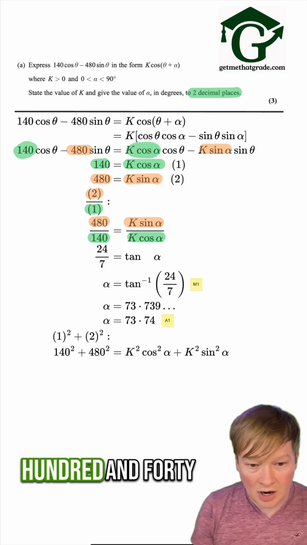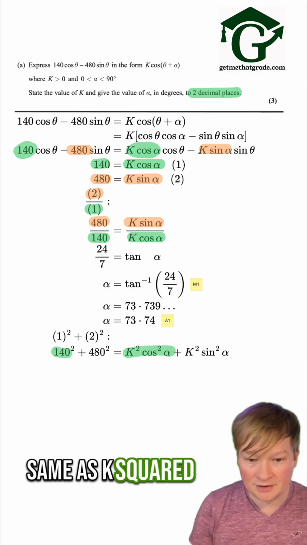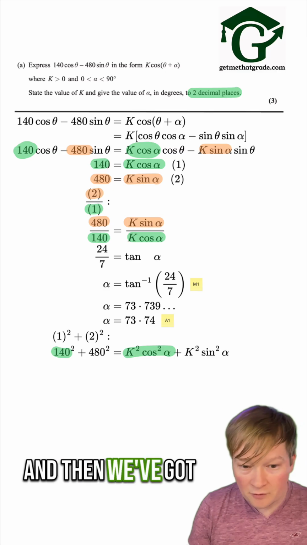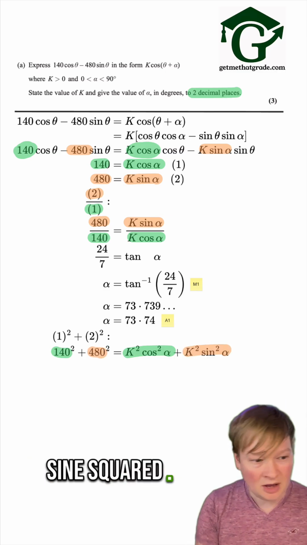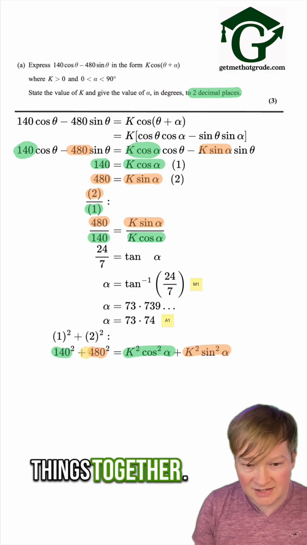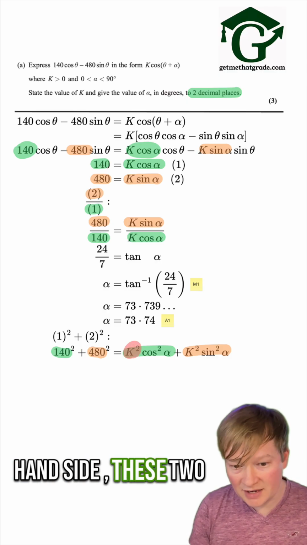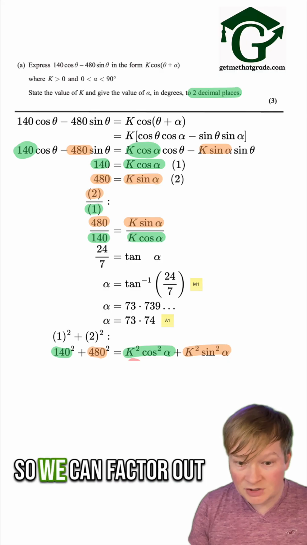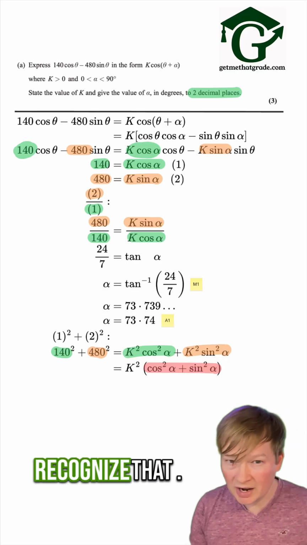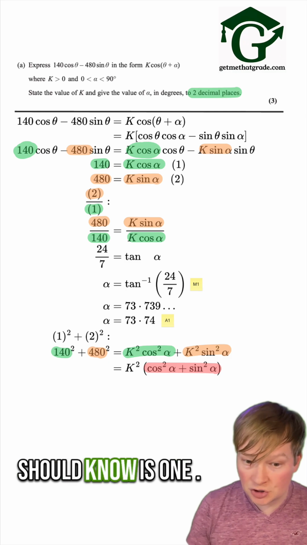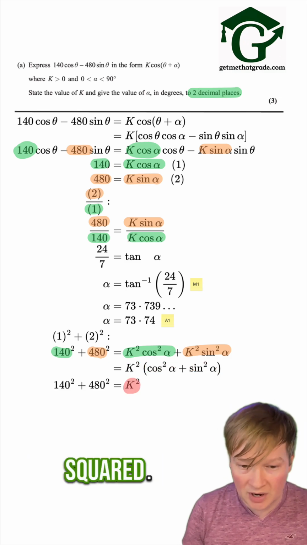So we've got 140 squared, that would be the same as k squared cos squared alpha, and then we've got 480 squared equals k squared sine squared alpha, and we're just adding those 2 things together. Why would I do that? Well, can you see that on the right hand side these 2 things have a k squared in common, so we can factor out k squared. And what have we got inside the bracket? Well, you should recognise that cos squared plus sine squared is 1, so this just becomes k squared times 1, which is just k squared.